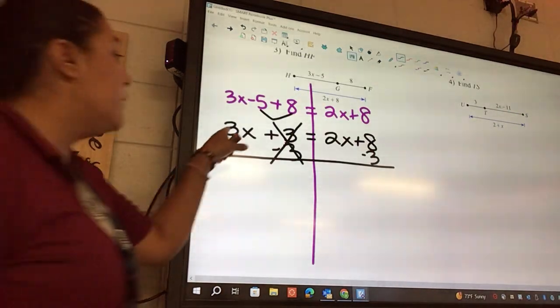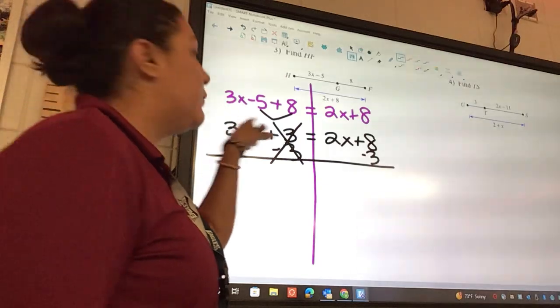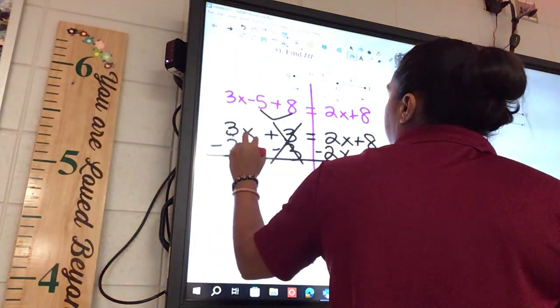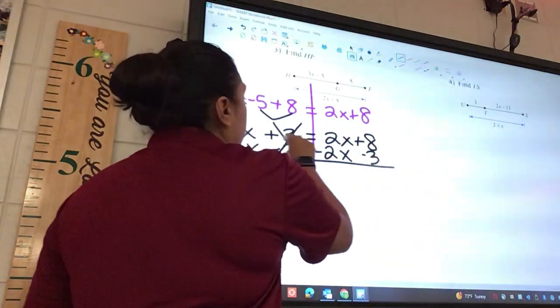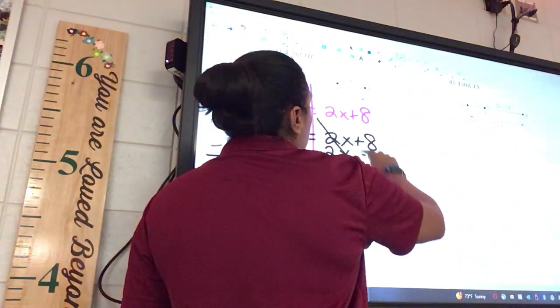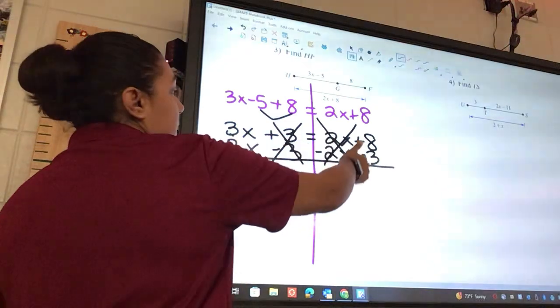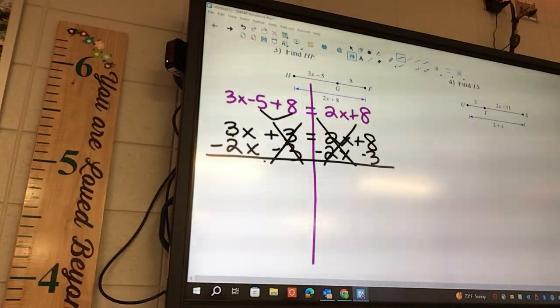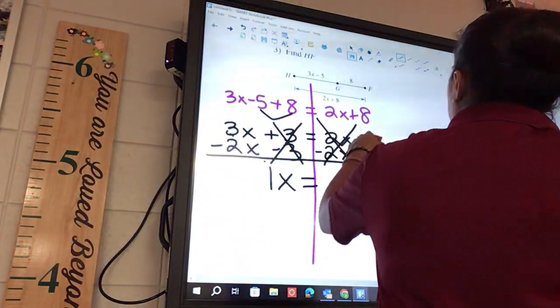The 2x, because we already decided that 3 did not need to be moved, so it has to be this one. Okay, and if you remember, everybody should have somebody underneath them, and 2 things should cross out on both sides of the equal sign. If they don't, then something's wrong. Okay, 3x minus 2x. So what is 3 minus 2? 1. So 1x equals 8 minus 3.